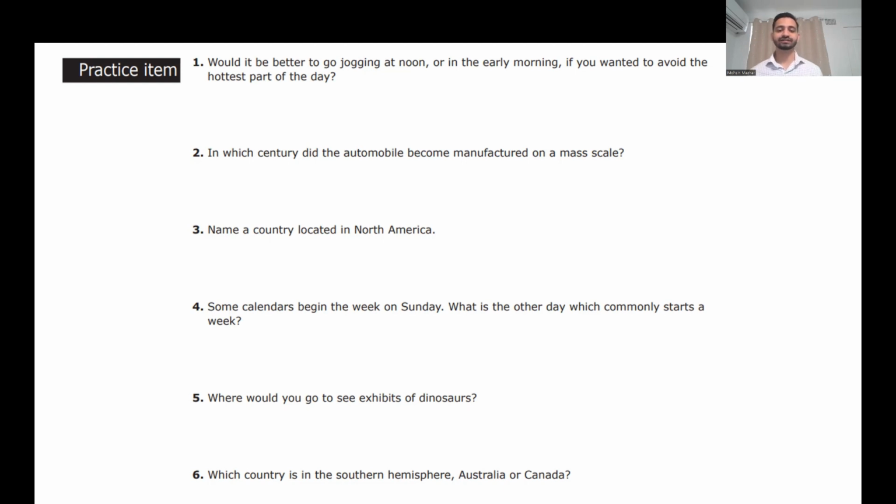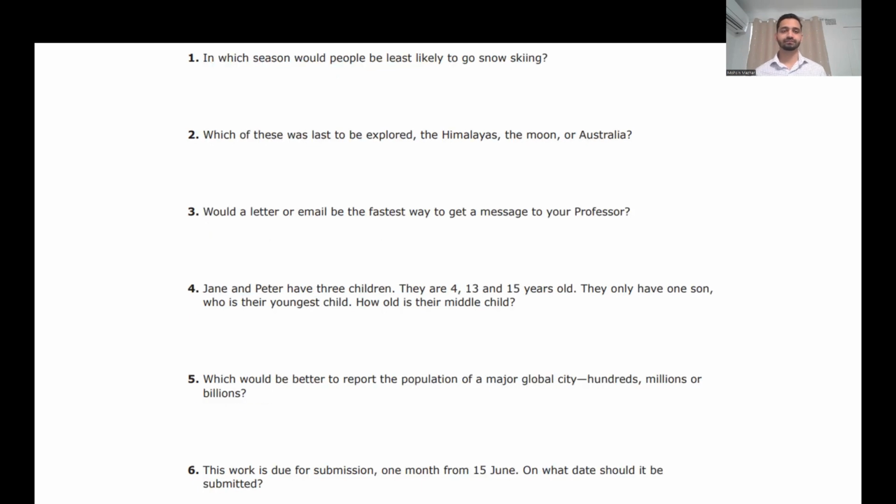Where would you go to see exhibits of dinosaurs? Which country is in the southern hemisphere, Australia or Canada? In which season would people be least likely to go snow skiing? Which of these was last to be explored? The Himalayas, the moon, or Australia? Would a letter or email be the fastest way to get a message to your professor?